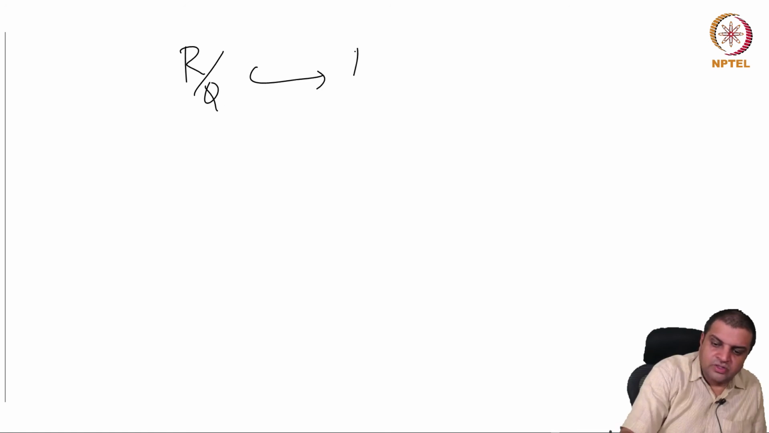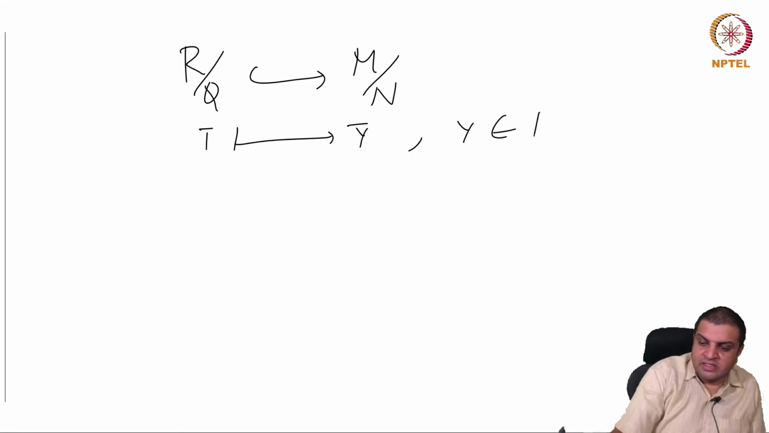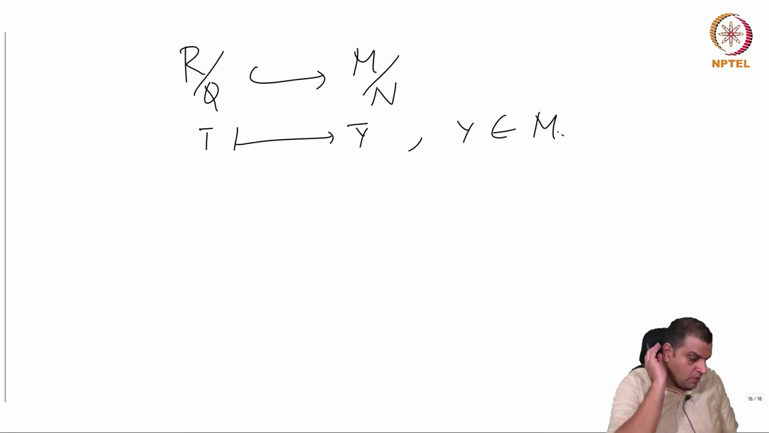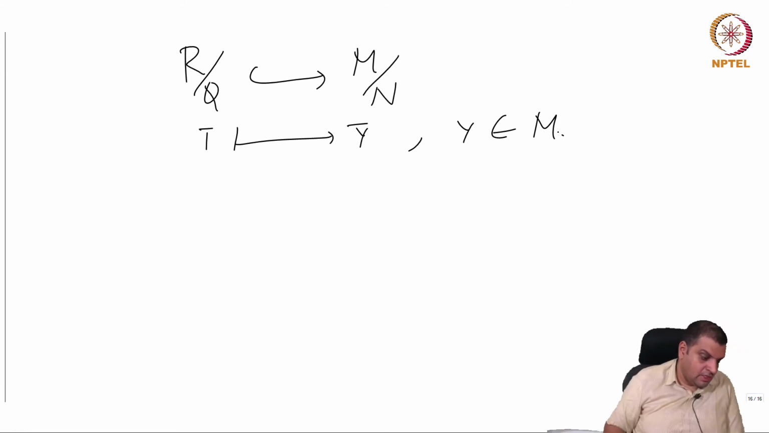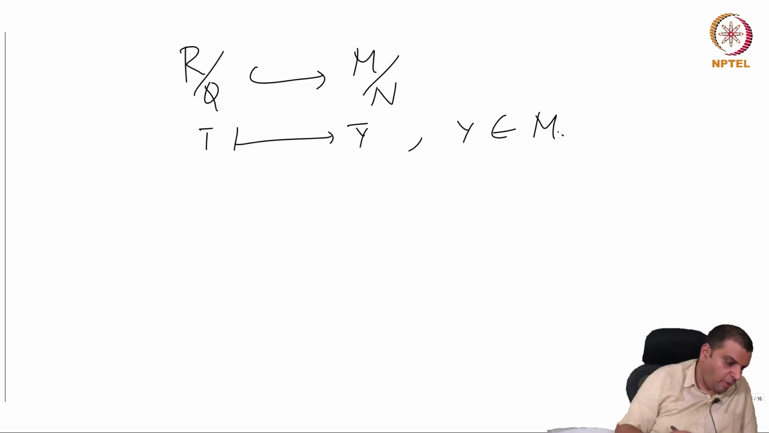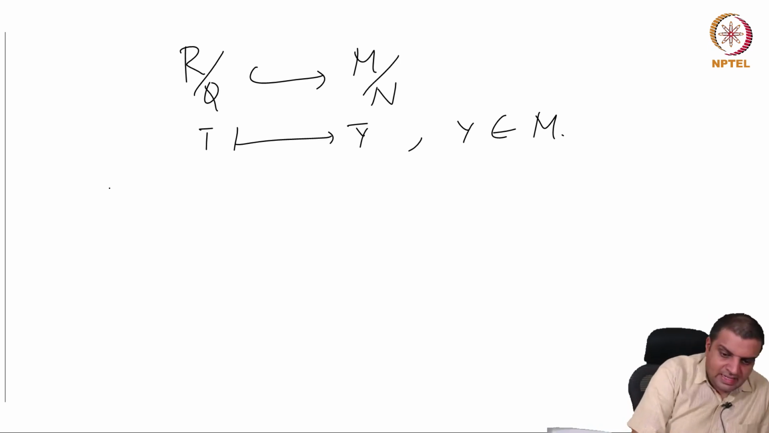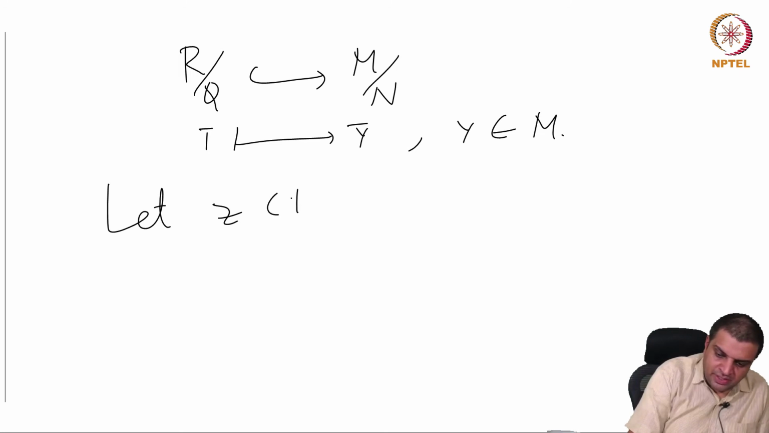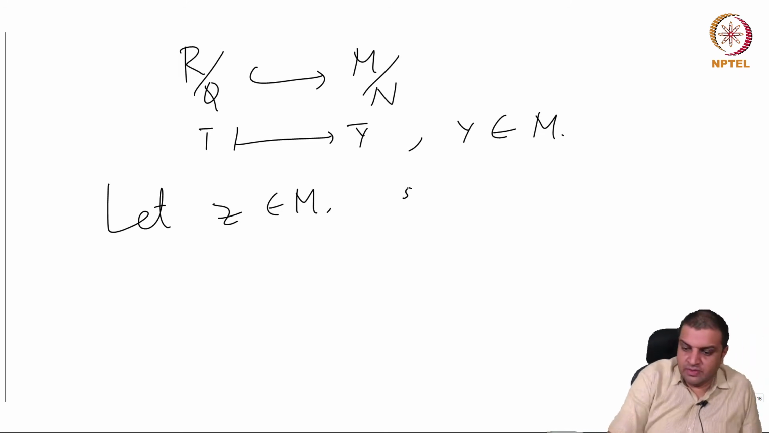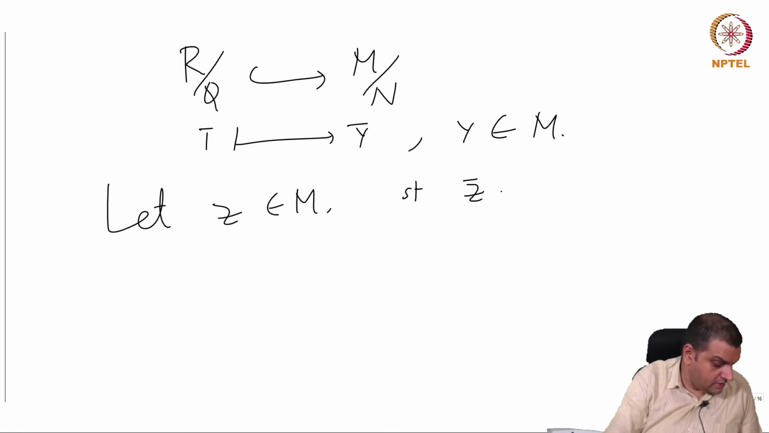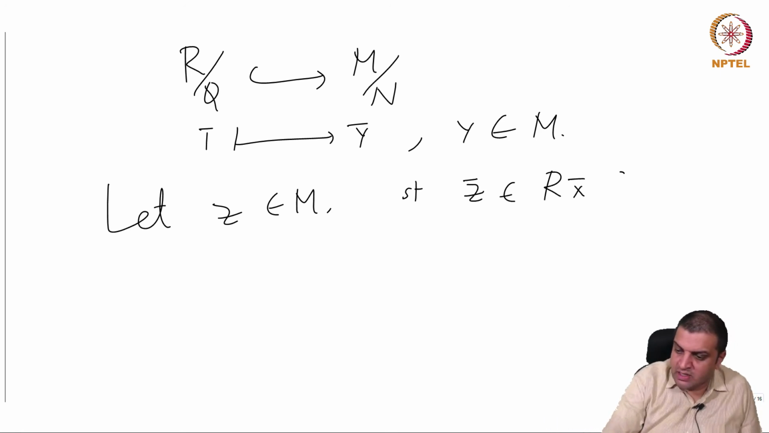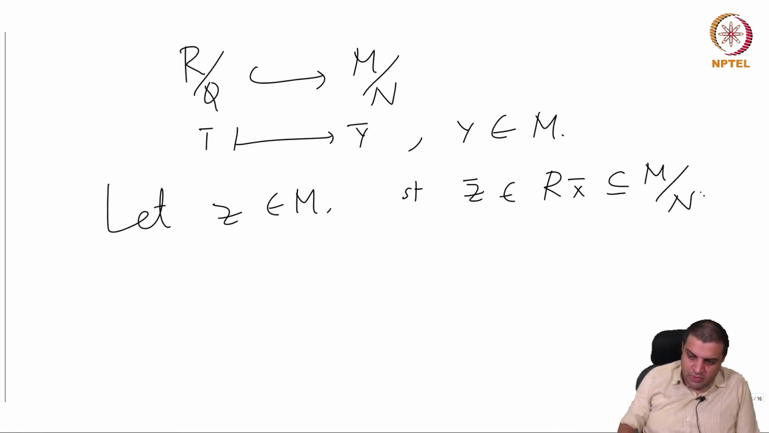And similarly, R mod Q injects into M mod N, in which 1 bar goes to some y bar, and y is inside M. Okay. So we have two such elements, x and y, with these properties. Okay. So let z be also an element of M such that z bar is inside R x bar, which is a submodule of M mod N. We would now argue that every element in the annihilator of z bar is in P.